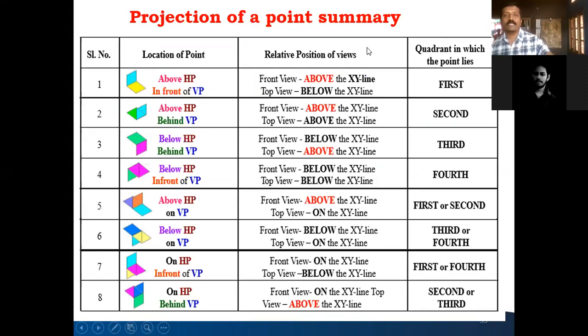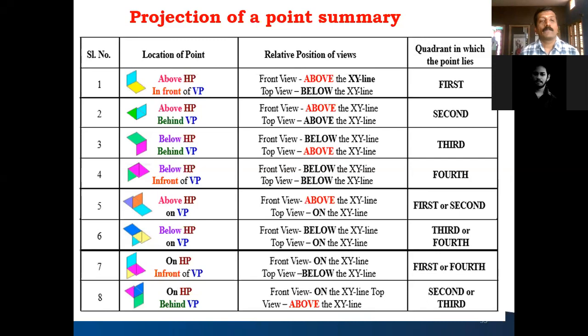What about the position of the particular object? The front view should come above the XY line and the top view should come below the XY line for the first quadrant. Similarly, second serial number: above HP, behind VP. So this is the second quadrant. Where will we get the front view and top view for the second quadrant? Both the front view and top view you will get above the XY line.